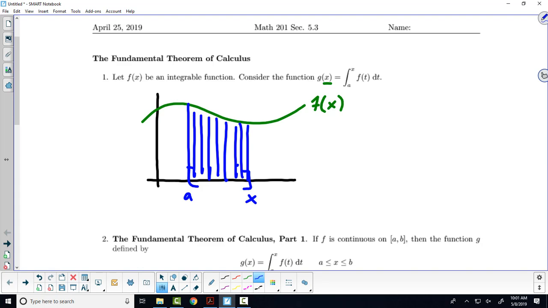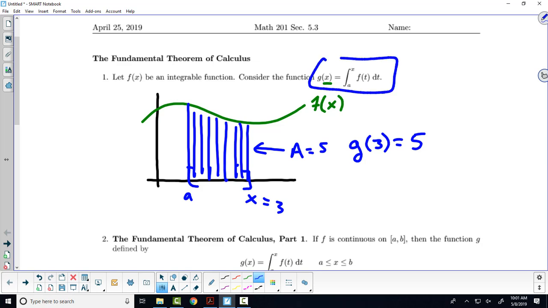Okay? So for example, if this area were 5, then what would g of, and here x, maybe when x is 3, what would g of 3 be? G of 3 would be 5. That's what I'm saying. When you plug in a 3 for x, it outputs an area underneath the curve of 5. So this is this area function that we've been working with. Okay? So this is this g of x, which is this area function.